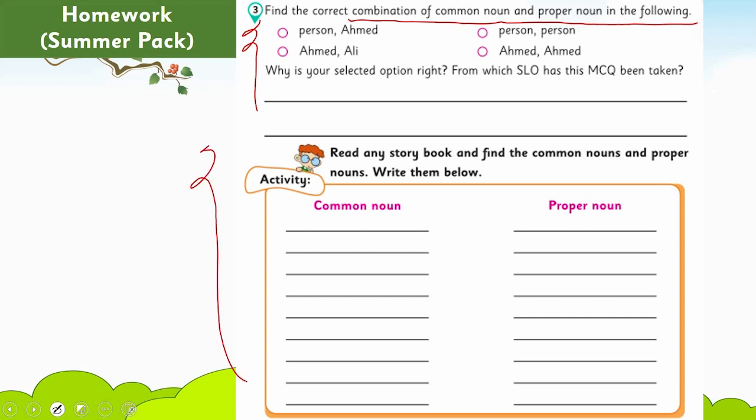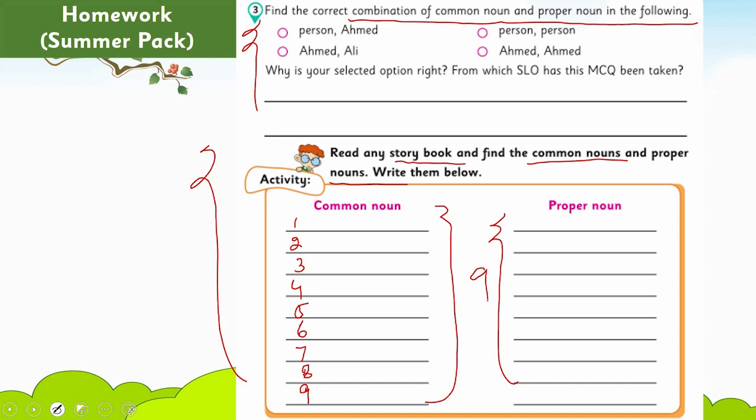You have to do an activity. You have to read any storybook and find the common nouns and proper nouns, and you have to write it here. So how many common nouns are there? 1, 2, 3, 4, 5, 6, 7, 8, 9. You have to write down 9 common nouns and 9 proper nouns.